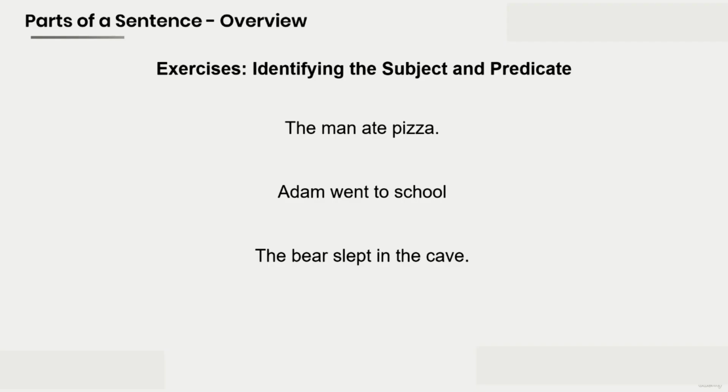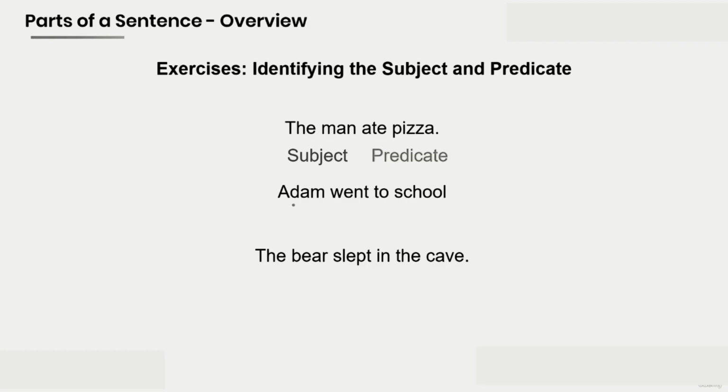Okay, so hopefully you paused and figured this out on your own. Let's go through this. So the first sentence is "The man ate pizza," okay? So we have the man. The man is our subject. This is who or what the sentence is about. Then we have ate pizza. Ate pizza is the predicate. This is what the subject did.